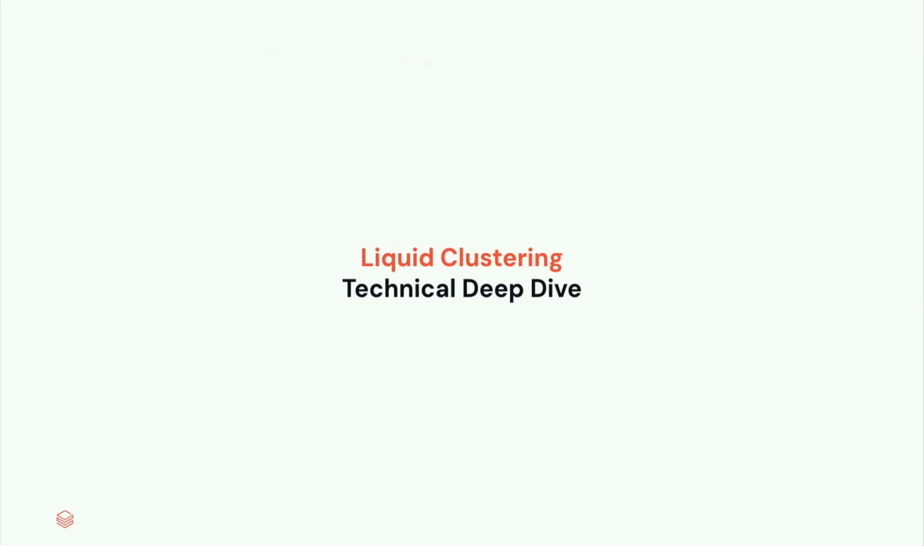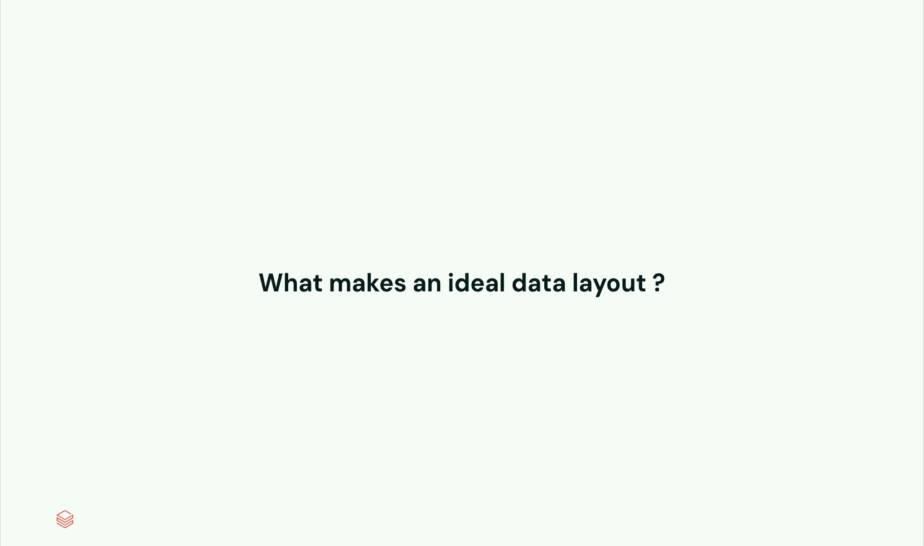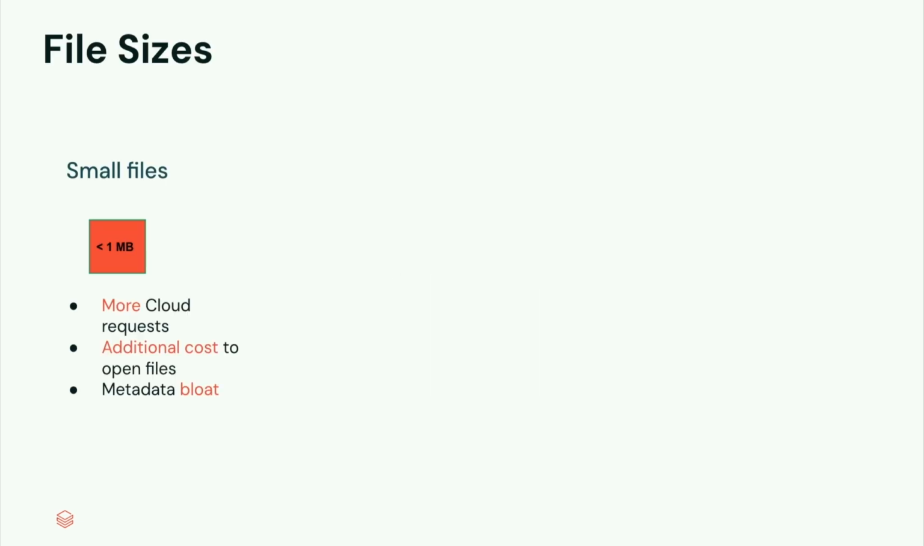Thank you, Cindy. Now I'll be doing a technical deep dive on liquid. But first, let's try to answer the question on what makes an ideal data layout. There are in fact 2 important things. The first one being file sizes. File sizes determine how many files you have in the table for the same amount of data. Let's say you have small files, like around 1 megabyte and lower. In this case, you end up doing more cloud requests to serve the same amount of data, and you incur an additional cost just to open these files on the cloud. And finally, there's a good chance that you might run into metadata bloat issues, which cause scalability and performance problems.